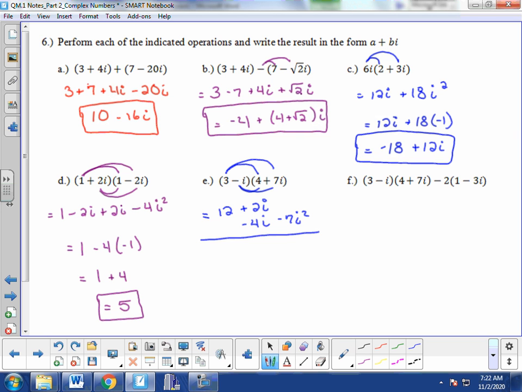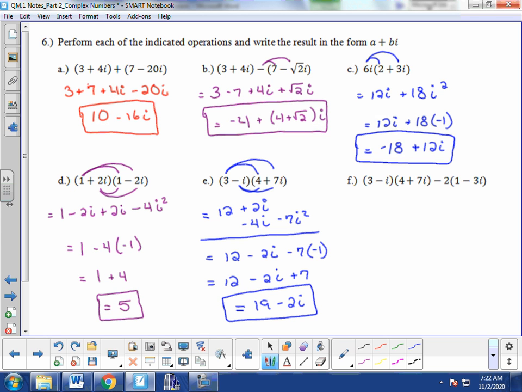Now if I combine these like terms, this is 12 plus 17i, minus 7i squared. Remember, we can replace i squared with negative 1. So this would be the same as 12 plus 17i plus 7. I can combine my 12 and my 7 to get 19 plus 17i.